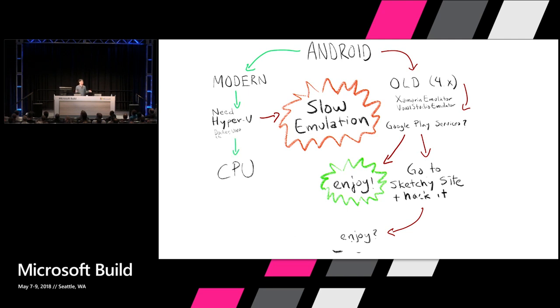But if you didn't need Hyper-V, you were on the happy path. You were on the road to happiness. Except if you had an AMD CPU, then you're back to slow emulation. But if you had an Intel CPU, you could install Intel HAXM. God knows what it does, but you get to enjoy your development.